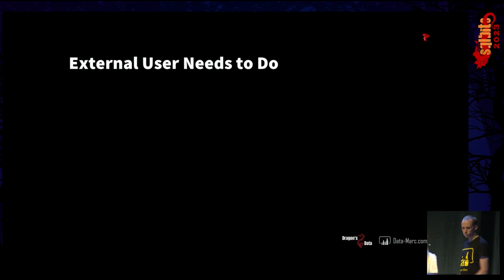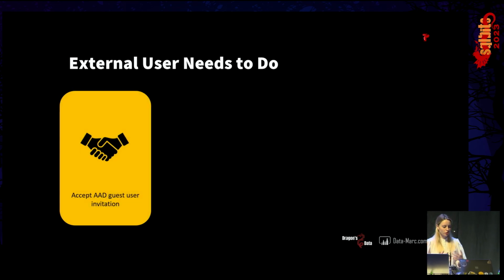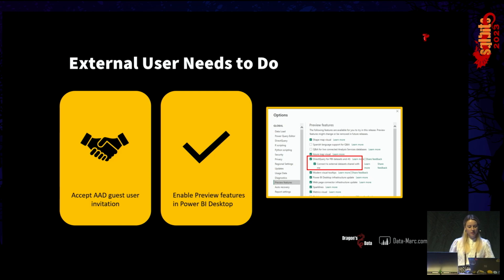Now, what external users need to do. As I showed you before, you need, of course, to accept the invite. So that's already shown. Then you need to enable preview features in Power BI Desktop. So this is still a preview feature, but you can use it. Don't forget that, because otherwise you won't be seeing any external data sets in your Power BI Desktop.